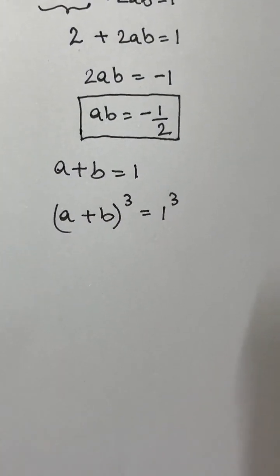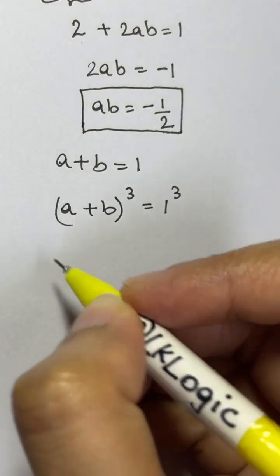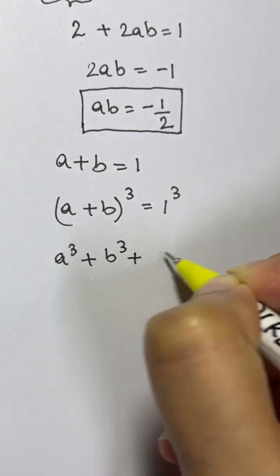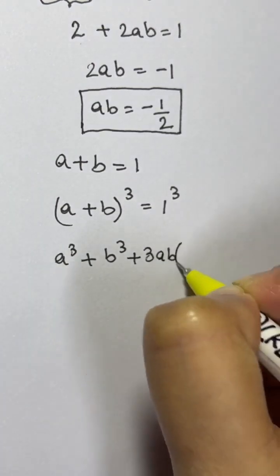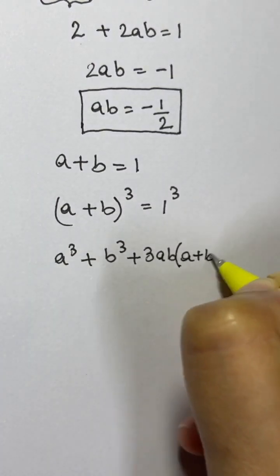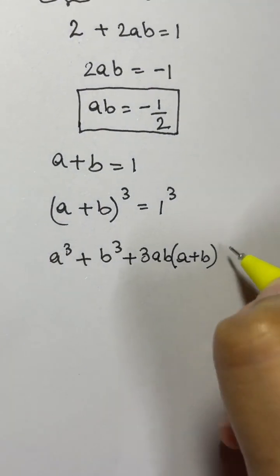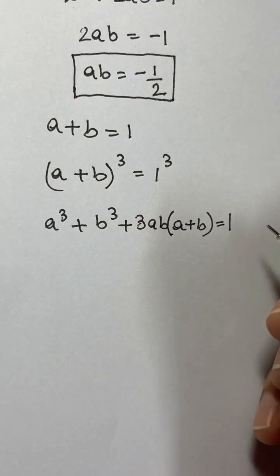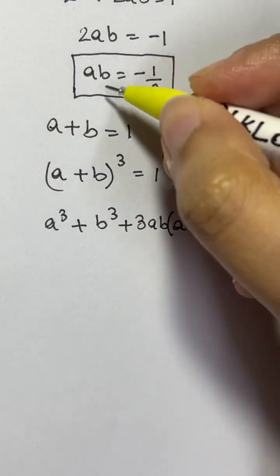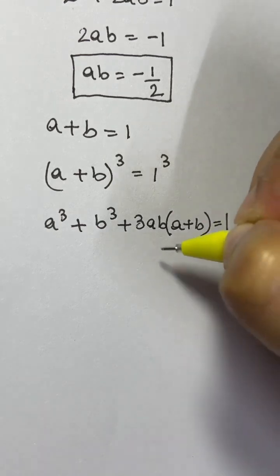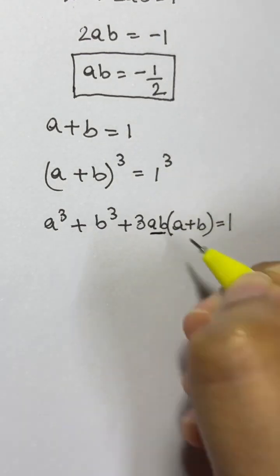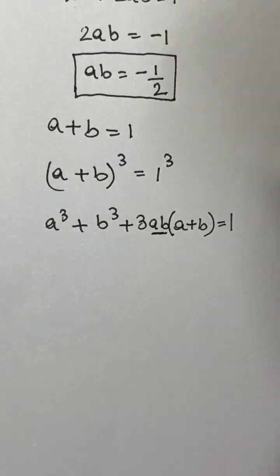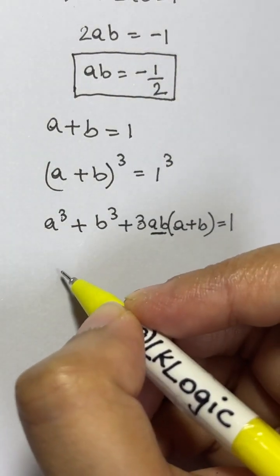Now it's easy for me to write down the formula. It's a cube plus b cube plus 3ab times a plus b equals 1; 1 cubed is 1. Now we have found that ab is equal to minus half. I have ab here, I can substitute it back, but I don't have a cube plus b cube as I had in the previous one. So let me write it down.